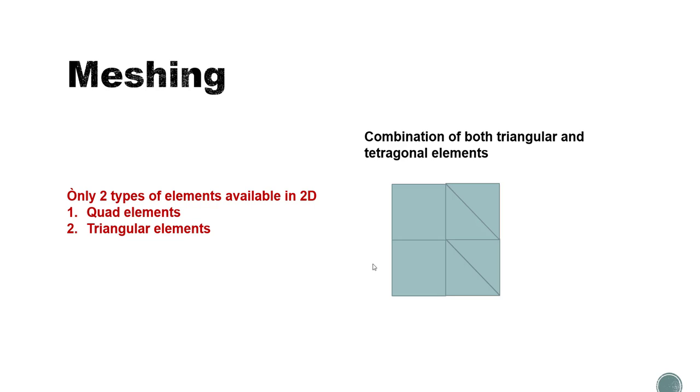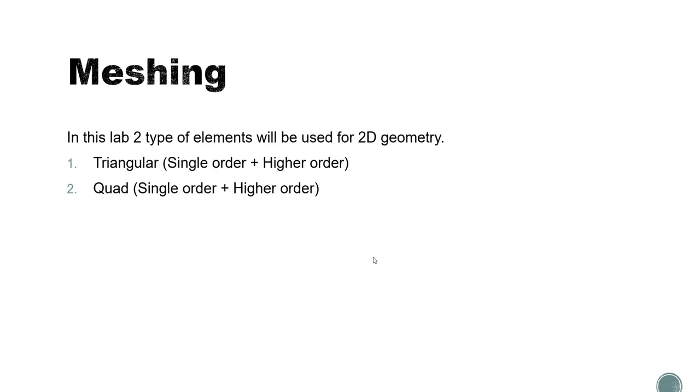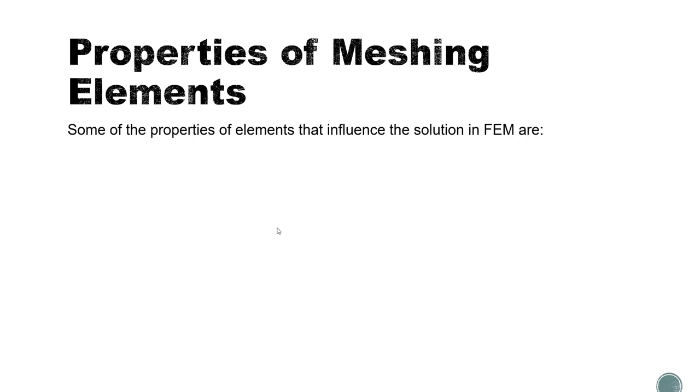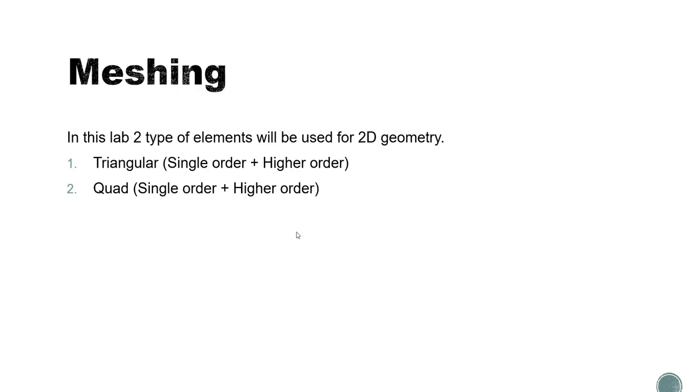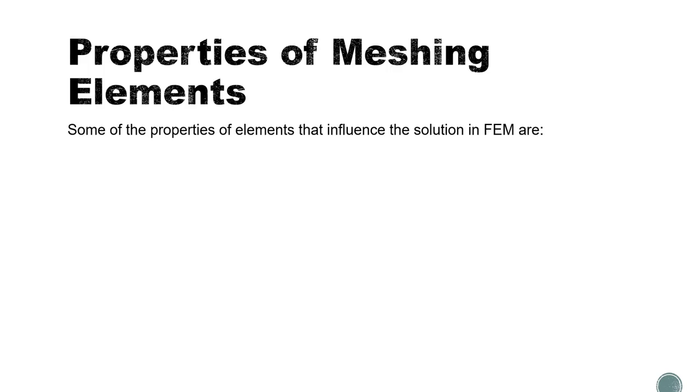So in this lab, we are going to discuss the details related to triangular elements of linear order and quadratic order, and the same is the case for quad elements with linear order and higher order or quadratic order. ANSYS Workbench provides us with only two different kinds of meshes, triangular and quad, when we are solving a 2D problem. There are a few properties that we need to look at. There are a lot of them, but I'm going to discuss only two here.